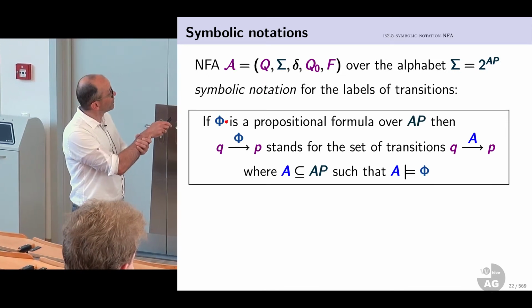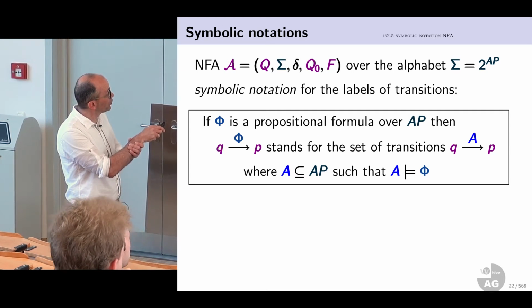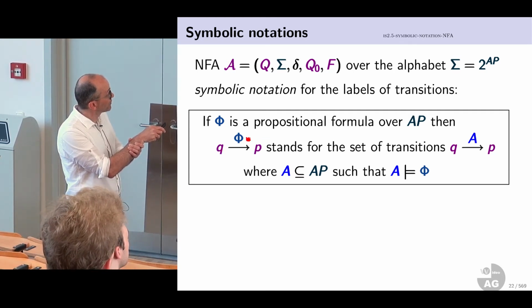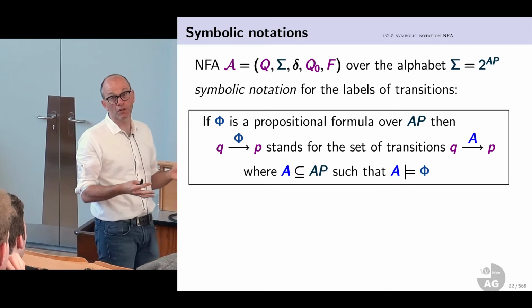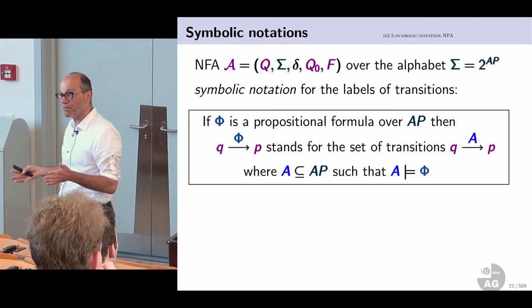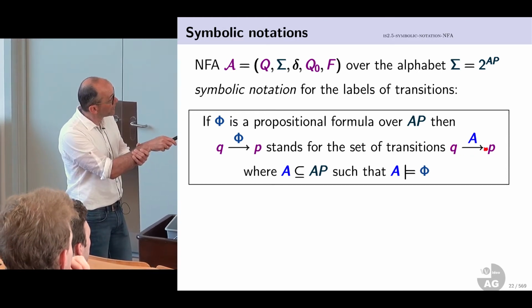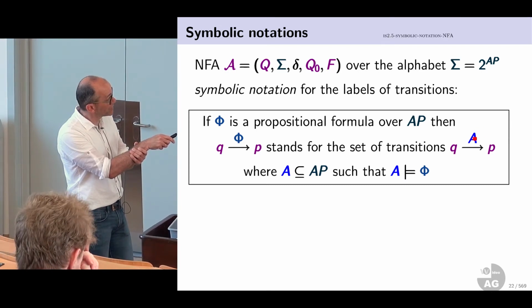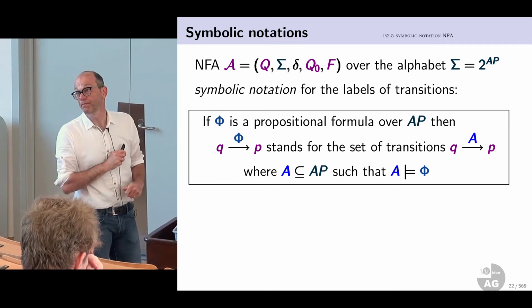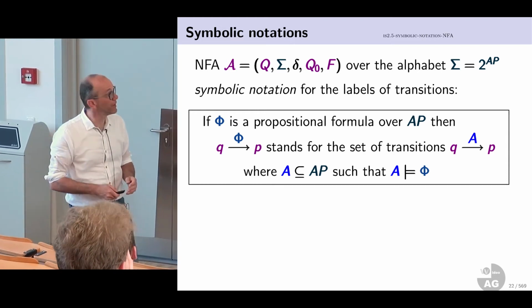I'm going to take phi to be a propositional formula over the atomic propositions as a shorthand. That means that if I have a transition from state Q to state P labeled with the propositional formula phi, this transition is a symbolic representation of a set of transitions in my automaton, namely all the transitions from Q to P labeled with some set A of atomic propositions, such that this set satisfies the formula phi. I do this only for the sake of convenience, otherwise you have to write down many transitions.